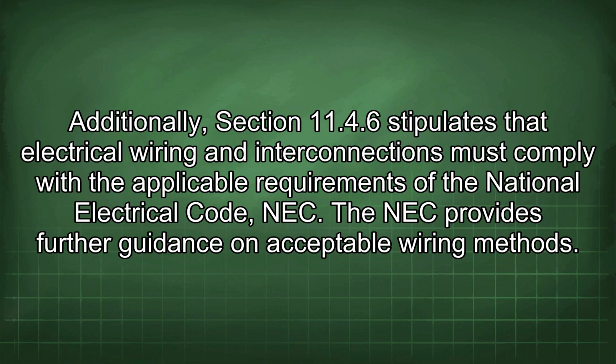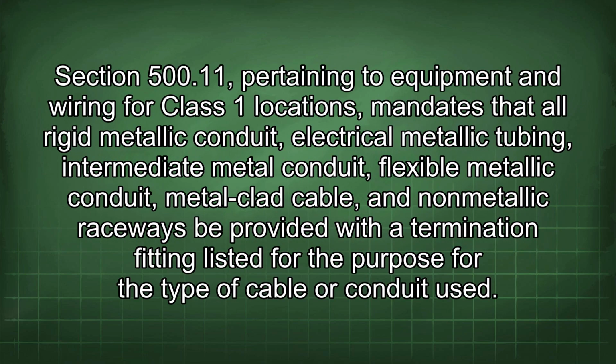Additionally, Section 11.4.6 stipulates that electrical wiring and interconnections must comply with the applicable requirements of the National Electrical Code (NEC). The NEC provides further guidance on acceptable wiring methods. Section 500.11, pertaining to equipment and wiring for Class 1 locations, mandates that all rigid metallic conduit, electrical metallic tubing, intermediate metal conduit, flexible metallic conduit, metal-clad cable, and non-metallic raceways be provided with a termination fitting listed for the purpose for the type of cable or conduit used.